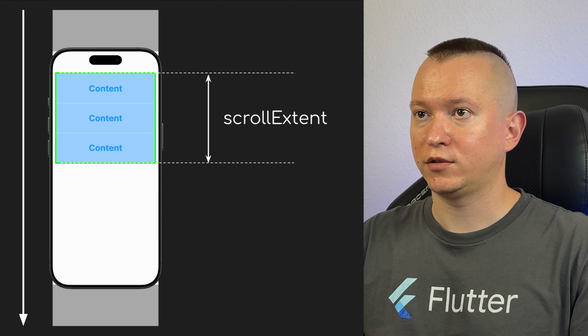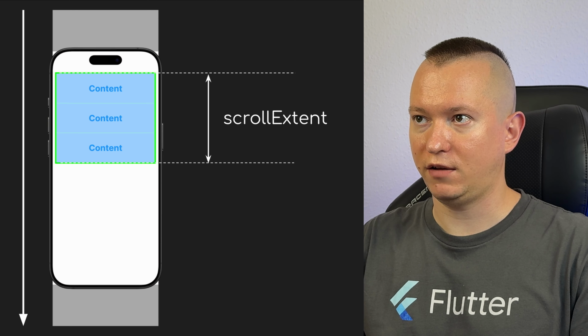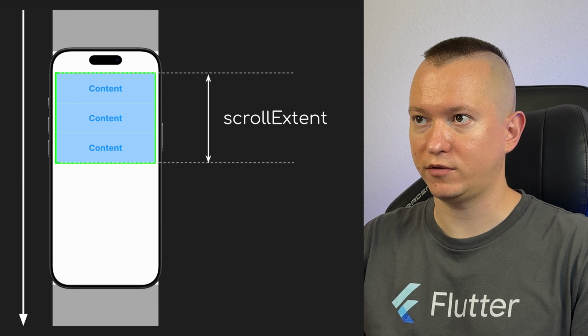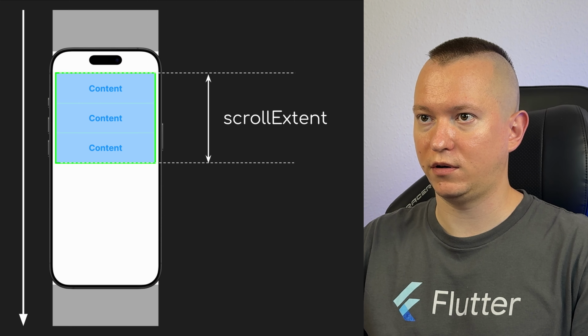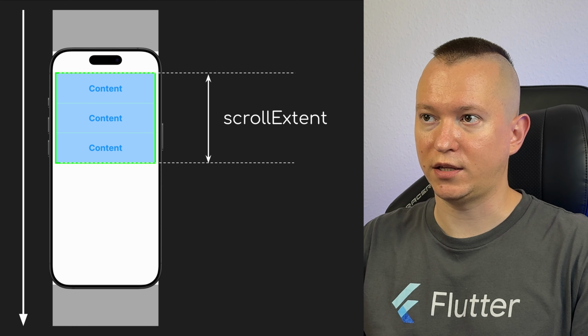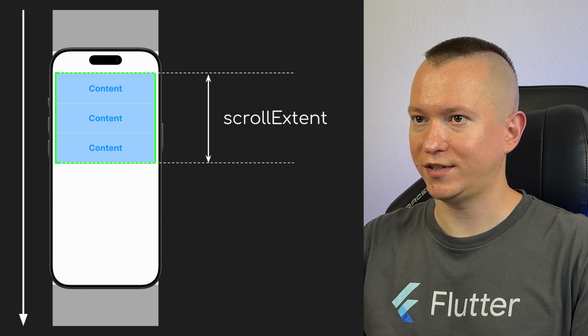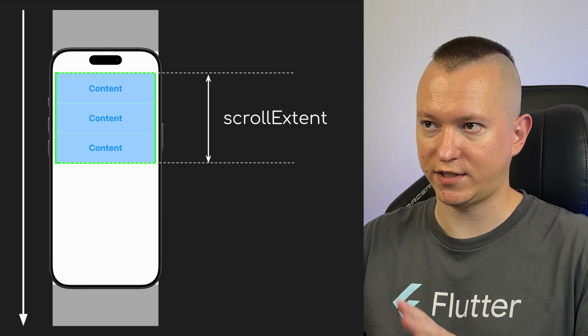The next one, scroll extent, is the estimated total scrollable extent that this sliver has content for. A simple way to say it: this is the amount of scrolling that the user needs to do to get from the beginning of the sliver to the end of the sliver. This property is used to calculate an offset for all next slivers. For this reason, we should set this property every time, even if this sliver is out of sight.